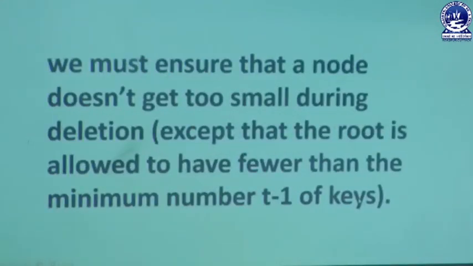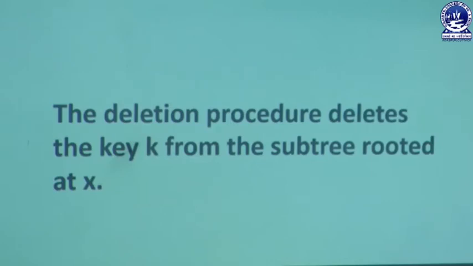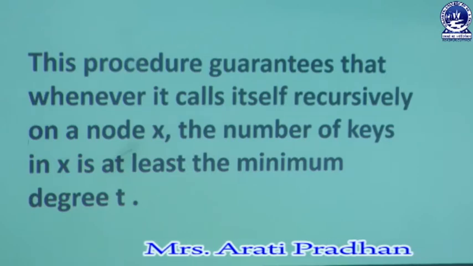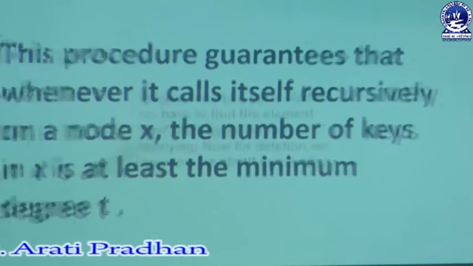We must ensure that a node does not get too small during deletion. We know that the root is allowed to have fewer than the minimum number, that is t minus 1 keys, but it is not allowed in the case of other nodes. The deletion procedure deletes the key k from the subtree rooted at x. This procedure guarantees that whenever it calls itself recursively on a node x, the number of keys in x is at least the minimum degree t.